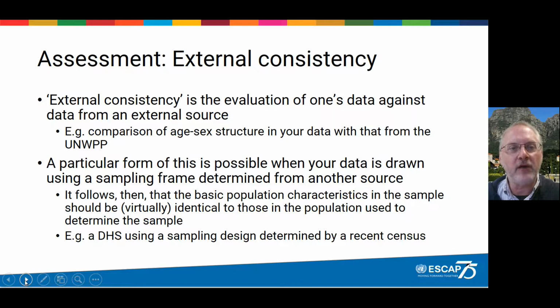A particular form of evaluating the external consistency of one's data is possible when your data is drawn using a sampling frame determined from another source of data. And under such circumstances, it would follow that the basic population characteristics in the sample which you're working with should be virtually identical to those in the population used to determine the original sample. And this is frequently encountered in the case of a demographic and health survey, for example, which uses a sampling design most usually determined by a recent census or the most recent census conducted in that country.